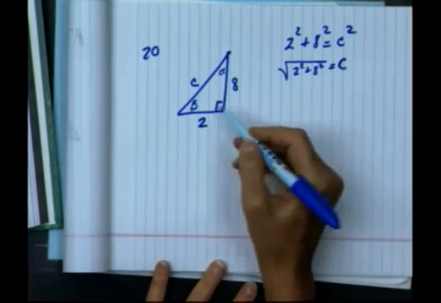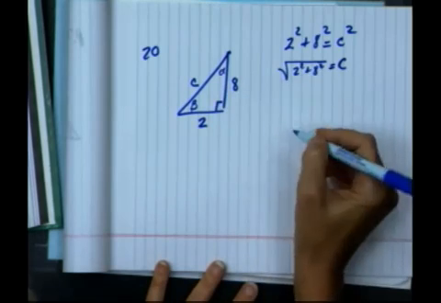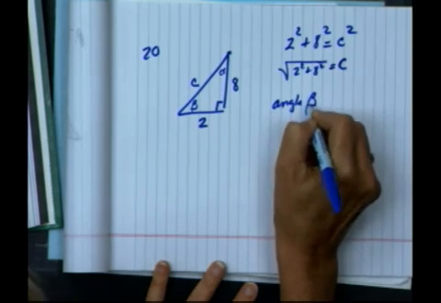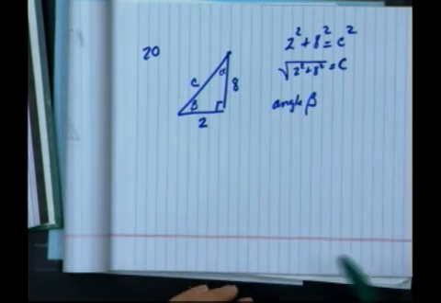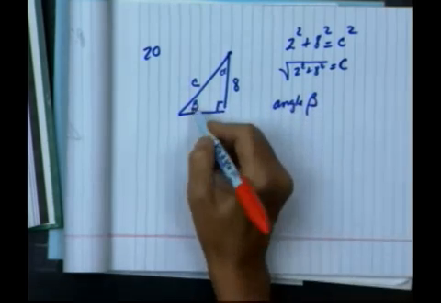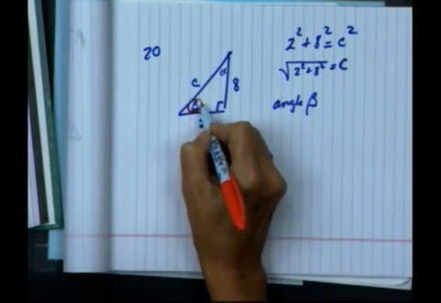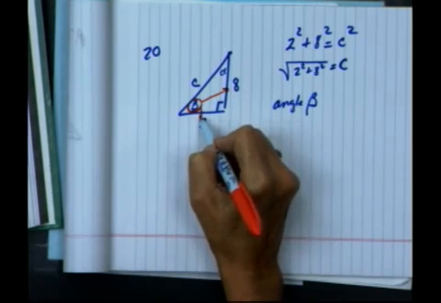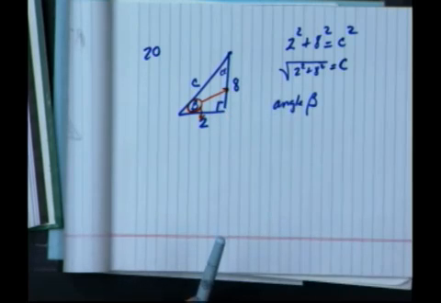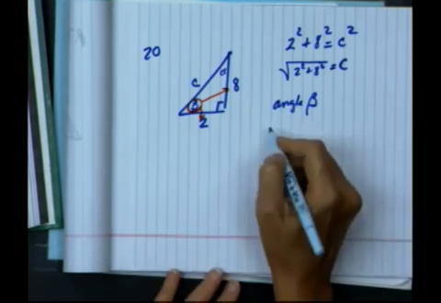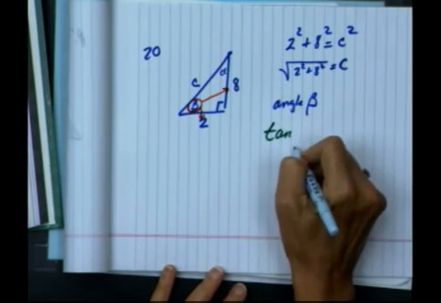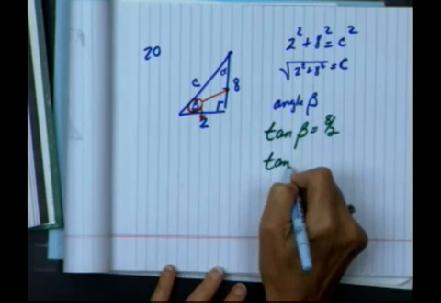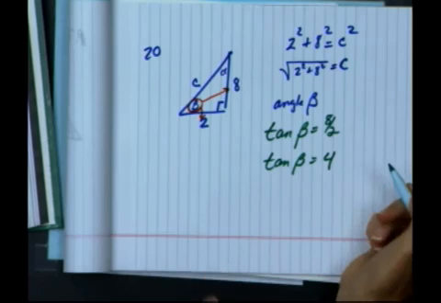All right, if I want to find angle beta, let's just use what we have. I know the side opposite, and I know the side adjacent. What trig function are you going to use? Tangent. The tangent of angle beta is 8 over 2. The tangent of angle beta is 4.